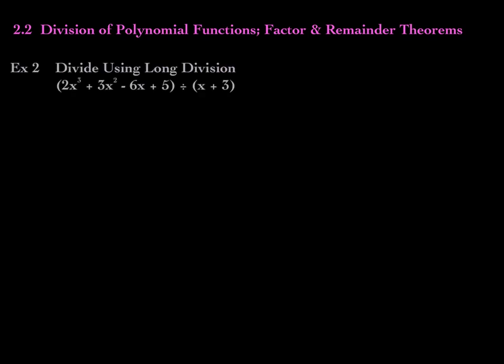Chapter 2, Section 2, speaking about division of polynomial functions, and then two big theorems for this section called the factor theorem and the remainder theorem. All right, we're going to start off in example 2 here, and it says divide using long division. Notice that this is a polynomial of 4 terms that is degree 3. So this is a cubic polynomial being divided by a linear binomial, because it's degree 1.